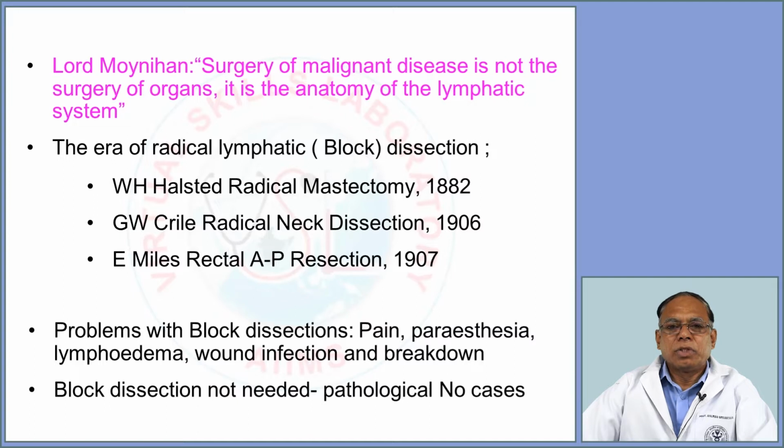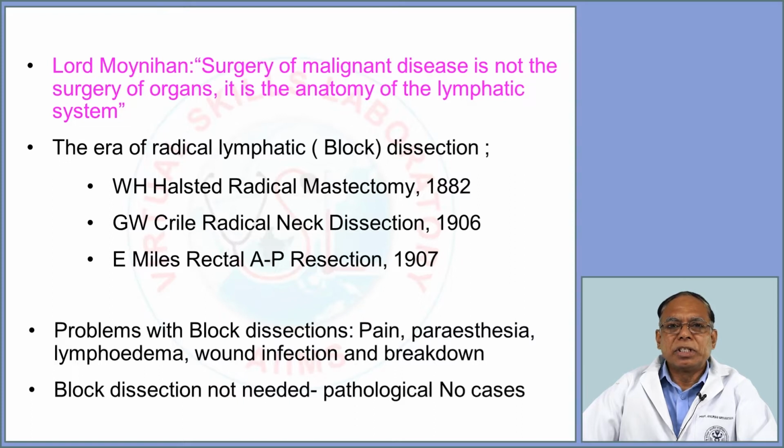Then came George Washington Crile, starting the radical neck dissection in patients with head and neck cancers in 1906. And a year later, Ernest Miles in London performing the first rectal cancer operation in the form of abdominoperineal resection, where again he performed clearance of all the lymph nodes located in the pelvis in the juxtaposition of the rectum and anus.